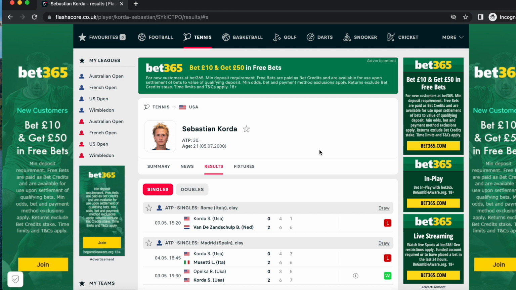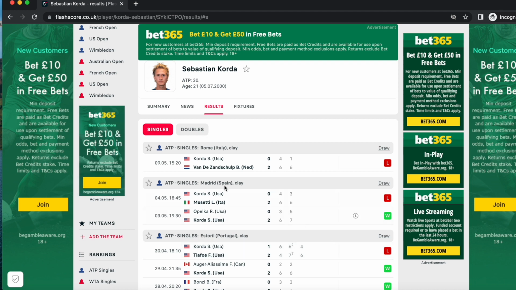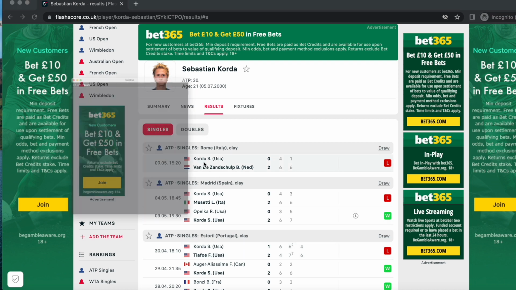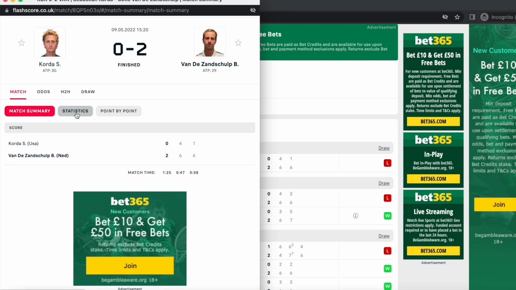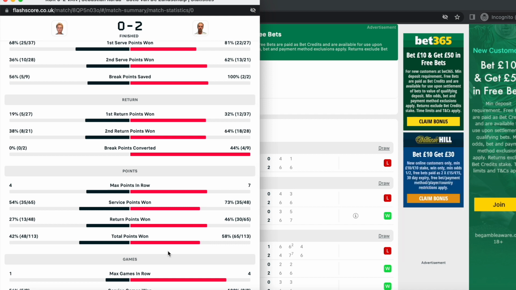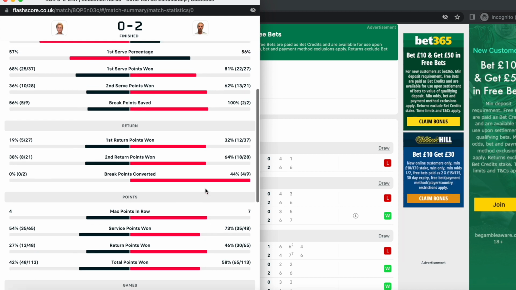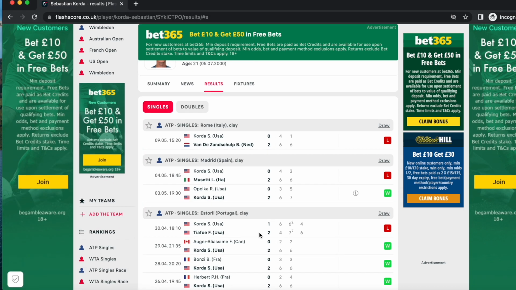Okay, so we're going to take a look at Sebastian Korda because we're looking to possibly trade him in a match coming up today. So we want to get a clear indication of what's been going on in his previous matches. We'll see here his last match was a loss. He lost that 0-2. So let's have a look at the stats, and as I said, we're purely going to be focusing on the total points won. He only won 42% of that, which is a fair loss. It's not a major loss, but that's a fair loss at 42%.